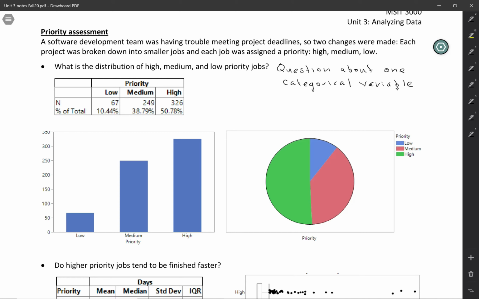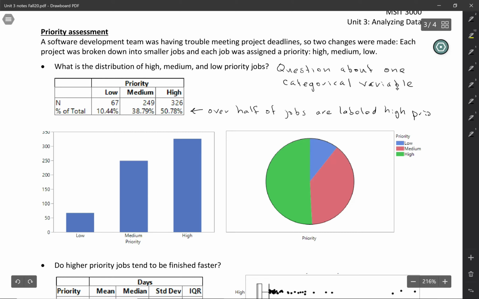So we can look at either just the count in each category, or we can look at the percent of the total in each category. But either way, we're getting a sense of how they're using this system. One thing you might be concerned about if you're in management here is that over half of the jobs are being labeled as high priority. So it's hard to say whether that's the most effective way to use this system, but we can see that with the percentages here.